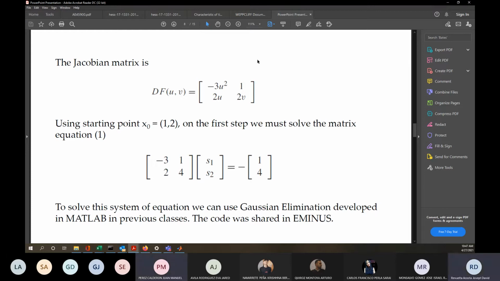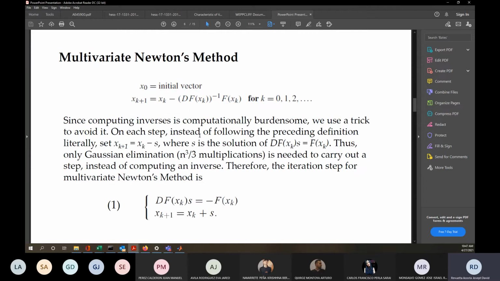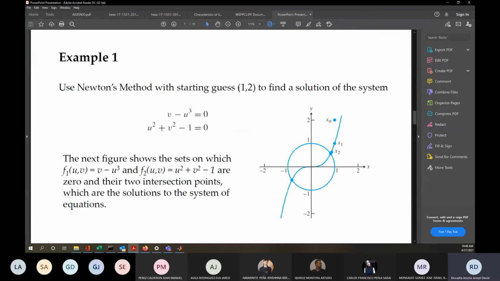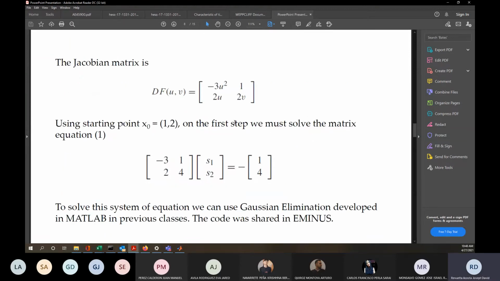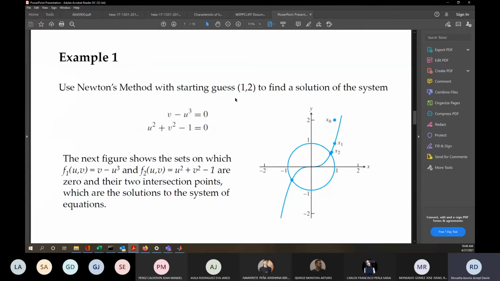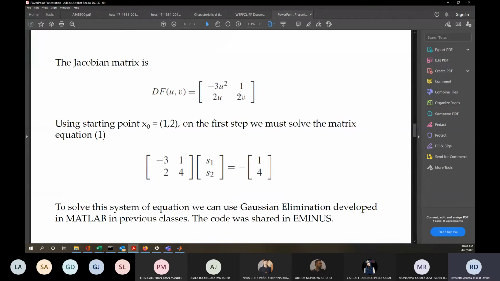Yes, sir. So it's actually very straightforward. Remember that we have to evaluate the Jacobian at the initial values. We said the values are 1 and 2, so this is u, this is v. Evaluating the Jacobian, u is equal to 1, so this is going to be minus 3. Here it is equal to 1, so it doesn't change. Here it's going to be 2. And here, v is equal to 2, so it's going to be 4, right?